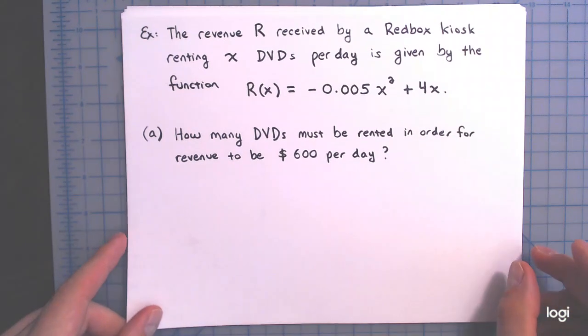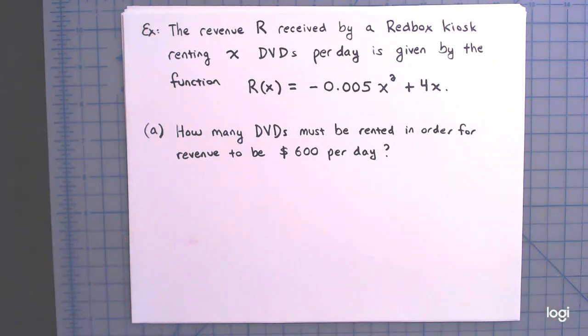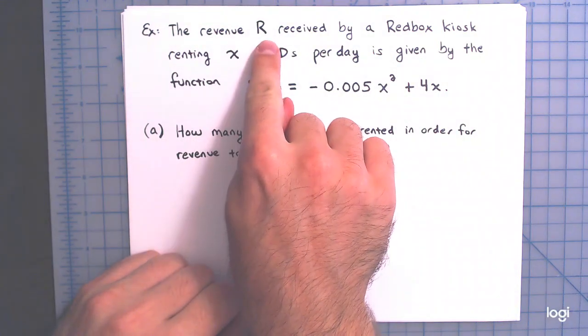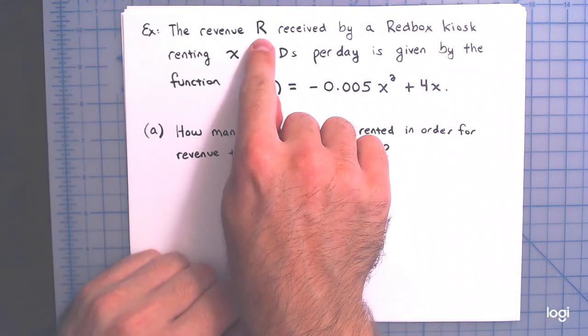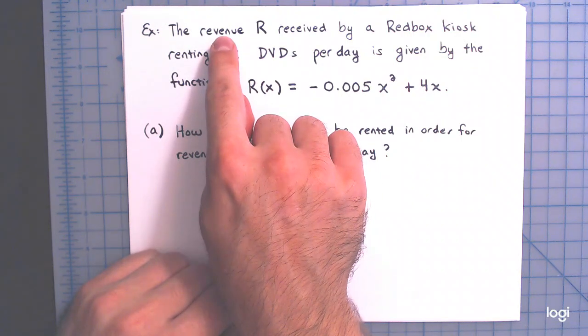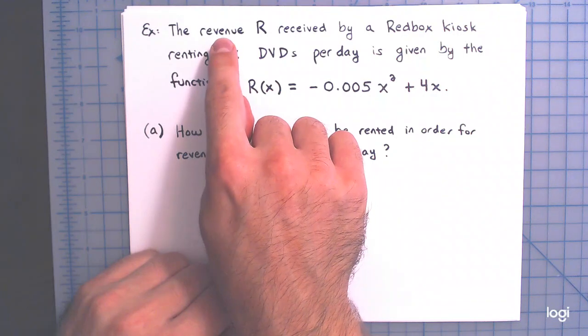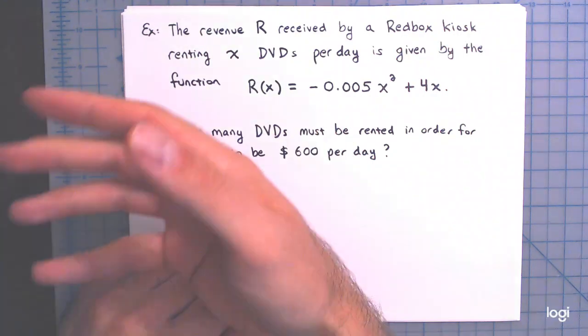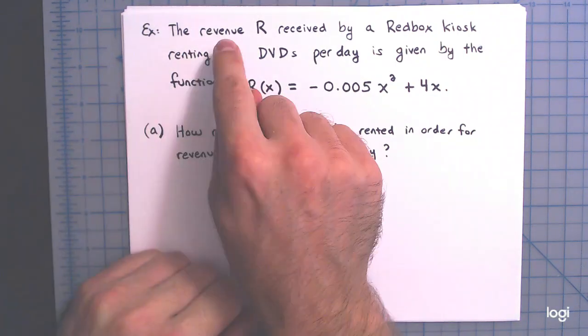and I pulled this from an intermediate algebra textbook. So this example might be a bit dated or will soon be dated. I have the revenue R, right? So capital R is a variable representing revenue. Revenue is the money that's brought in, money gained, that's revenue.